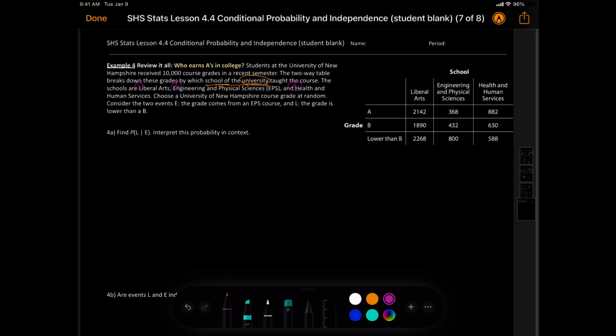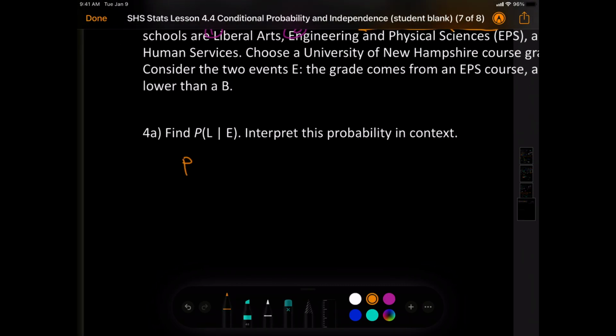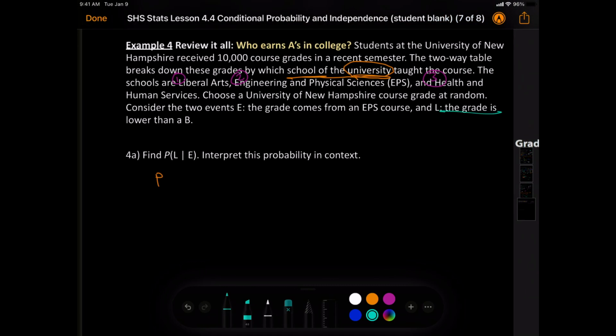So here's my two-way table. And sometimes with two-way tables, it's helpful if you add them up. That's how I find it helpful, but you can do that later too. So the first question is, find the probability that the grade is lower than a B, given that the grade comes from an EPS course. Okay, so let's write it out in words. Sometimes that's super helpful, right? Probability that it is an L, and L means a lower grade than a B, given E. E is a grade from the EPS course. So we'll just write EPS because that's the name of the school it's coming from.